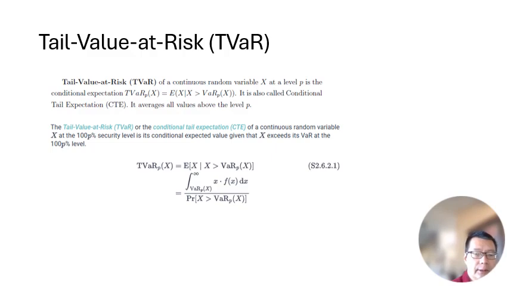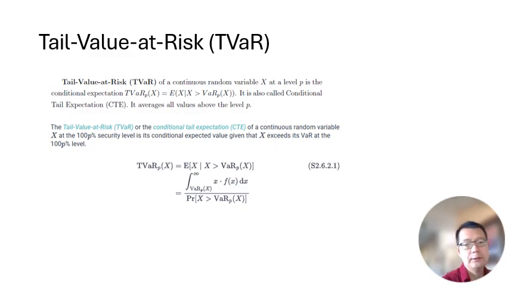And since it's the expectation of x given that x is greater than VAR p of x, therefore, according to conditional probability, the denominator will be the probability of x greater than VAR p of x, and the numerator will be the integral of x over the integral of VAR p to infinity.